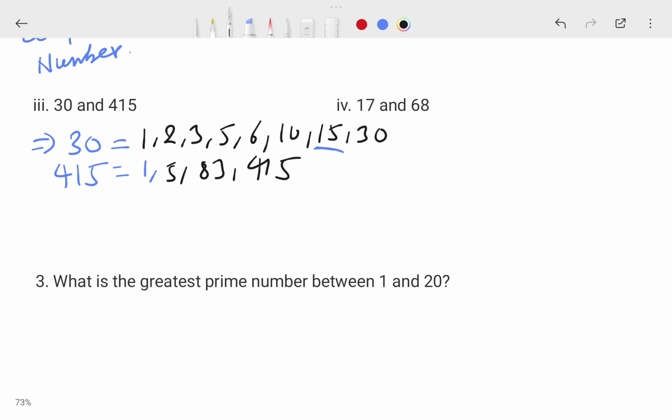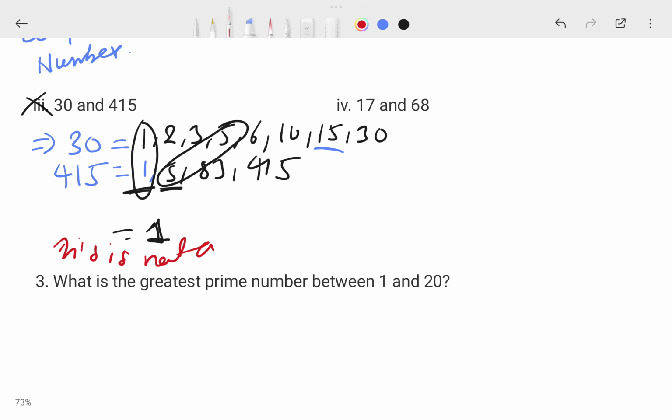So in this one, are there any common factors? Yes, 1 is common, 5 is common. Here we get 2 common factors, but we need only 1 common factor. We need only 1 common factor, but here there are 2 common factors, 1 and 5. So it means that this is not our co-prime. So what answer will you write? You will write this is not a co-prime number. Okay, I hope it is clear to you.